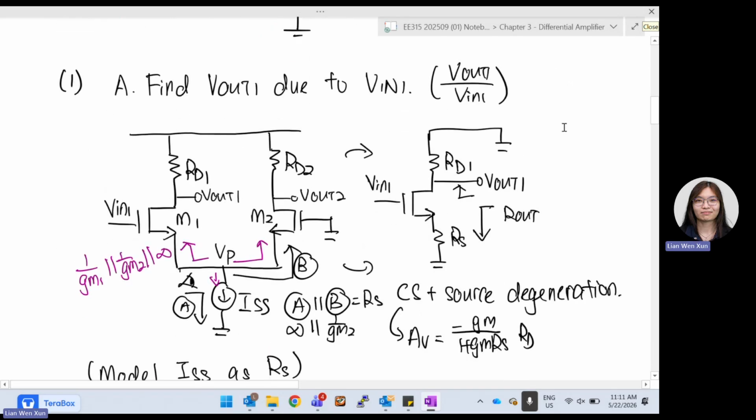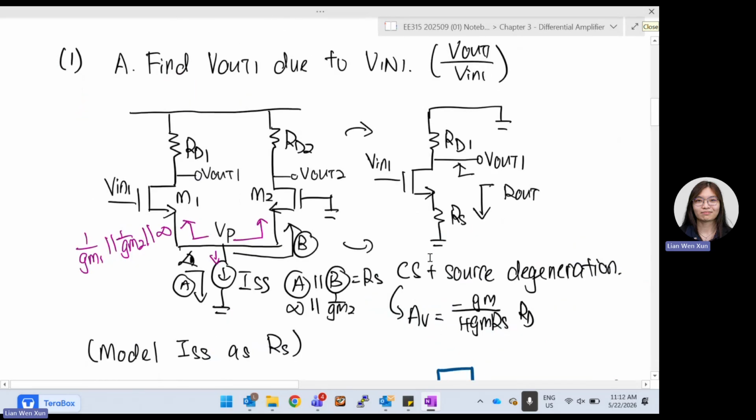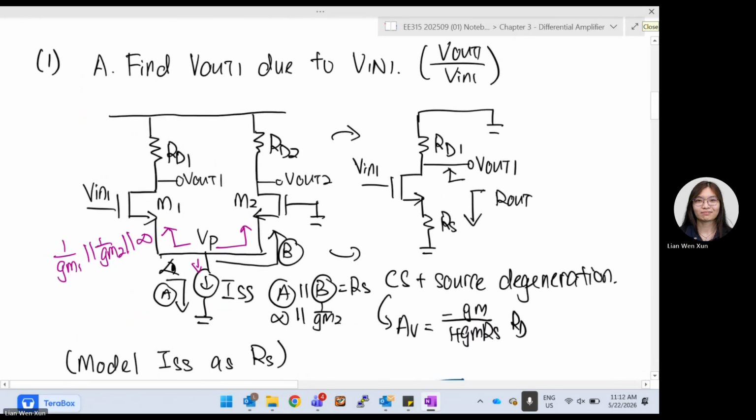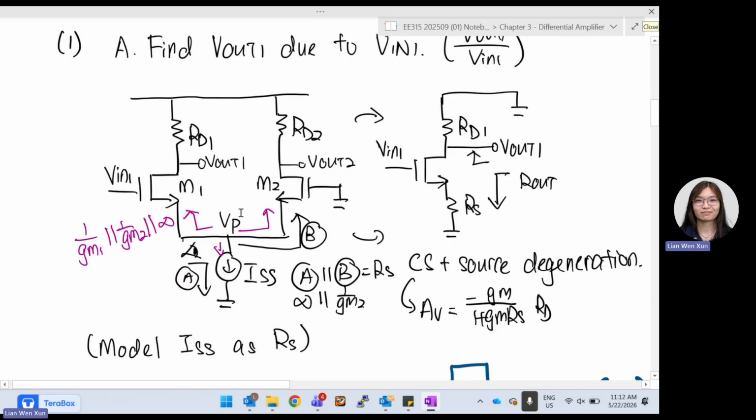We want to find V out 1 due to V in 1 first, because we cannot find V out 1 minus V out 2 directly. Basically, we are looking for V out over V in. So in this case, the gate of M2, we say we turn off, so it is grounded.